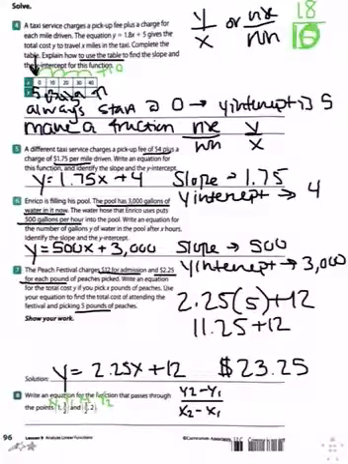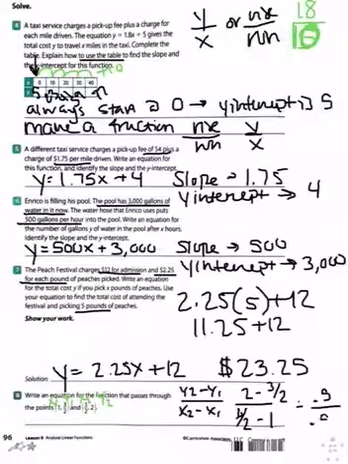So when we solve it, we're going to do 2 minus 3 halves, and then 3 halves minus 1. If we solve that problem, you should get 0.5 over 0.5. And so 0.5 divided by 0.5 is 1. Your slope is 1.